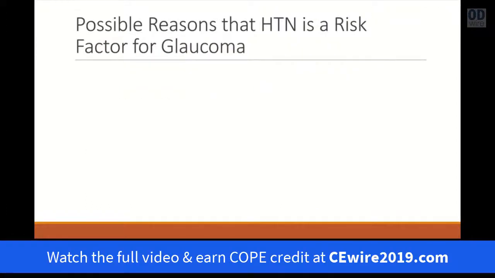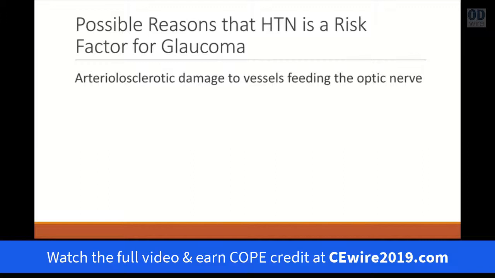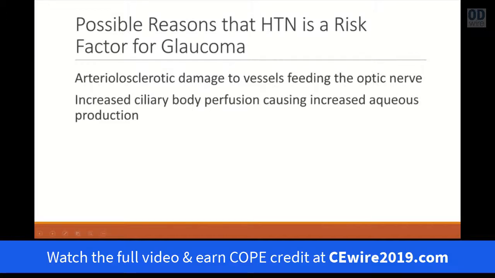So why then is hypertension a risk factor for glaucoma? Well, maybe the obvious: damage to the small blood vessels feeding the optic nerve, causing poorer blood flow to the optic nerve, the so-called vascular theory of glaucoma. That makes some sense. Perhaps it's increased ciliary body perfusion causing increased aqueous production. That could be the case, but the ciliary body blood supply tends to be nicely autoregulated. It may be due to increased episcleral venous pressure. The episcleral veins, of course, are downstream from the trabecular outflow, and increased episcleral venous pressure causes the intraocular pressure to go up, and we see that when we lie down, as we will discuss.